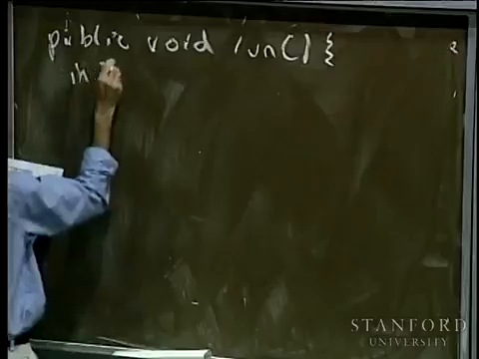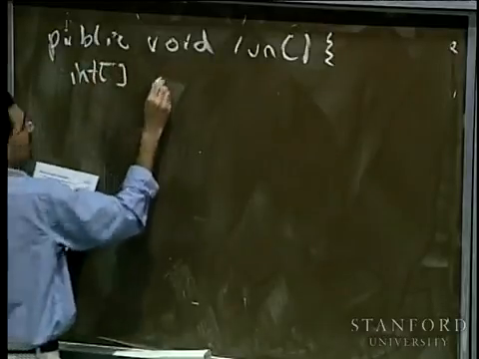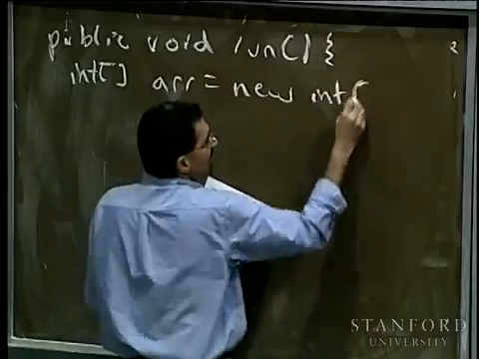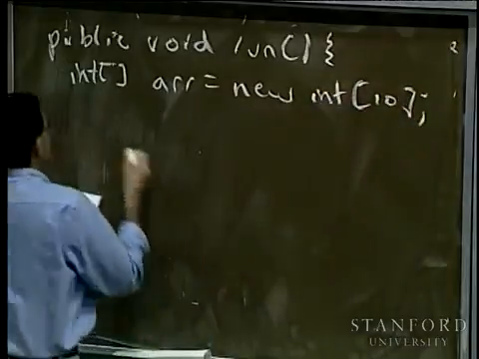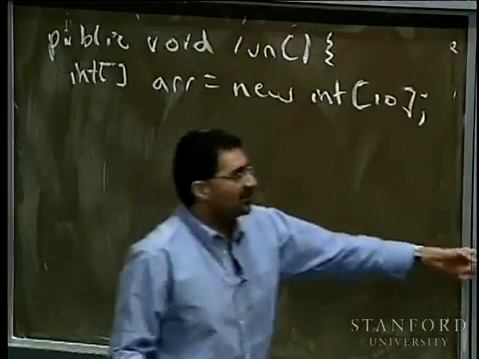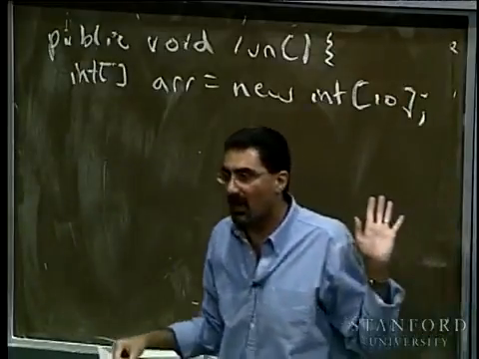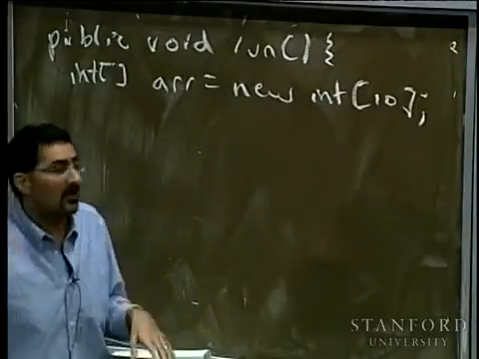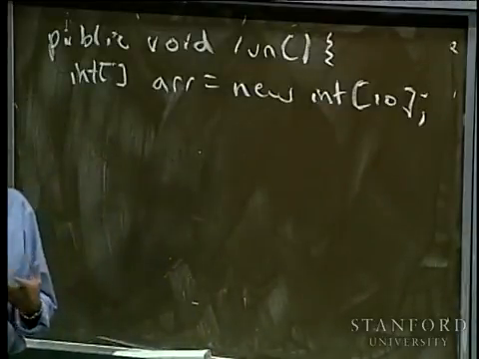So let's say I have public void run. Inside here I have int bracket bracket, I'll call it arr for my array, equals new int 10. So I get an array of 10 elements. And now I want to pass this array. I want to say, rather than reading in all the values from the user in my main program or in run, I want to decompose the program. I want to have some function that actually reads all the values for me. Can I do that? Yes, you can.